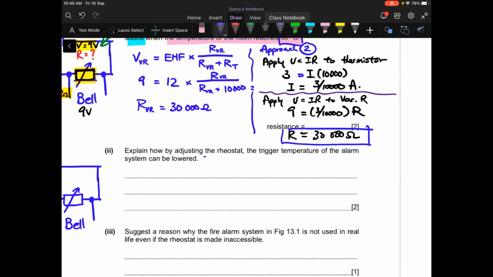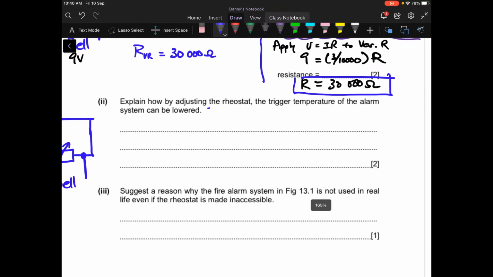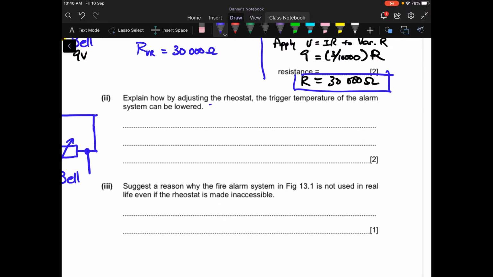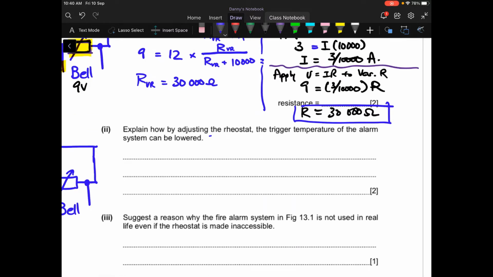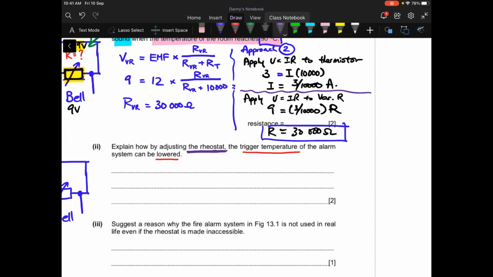So what I suggest for you to do is to write it down. Here I will give you 2 approaches, okay, for different types of student. If you are the type of student that rely very heavily on equation, then the best way to analyze relationship is to look at equation. So I will share with you the first approach. So here, if you look at the question, right, they are asking you, they want a lower trigger temperature and they want to know how could you adjust the resistance of the rheostat so that you can trigger the alarm at a lower temperature.